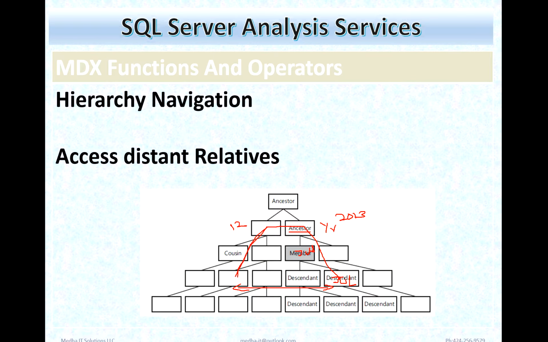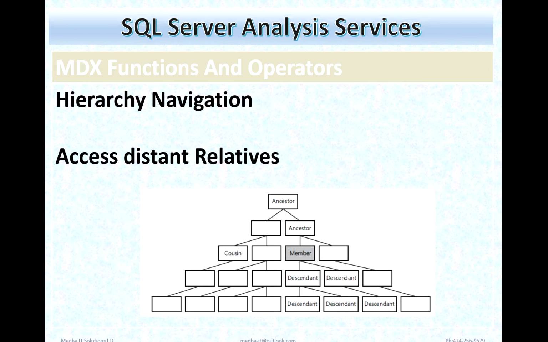Cousin function goes to the level where you want to find a cousin. So, in our example, we wanted to find a cousin for year 2012, right. So, it has to go to the year level. So, it goes to the year level and then finds the corresponding year 2012 member, then looks for the child at the same relative position. Okay. So, that is the cousin function.